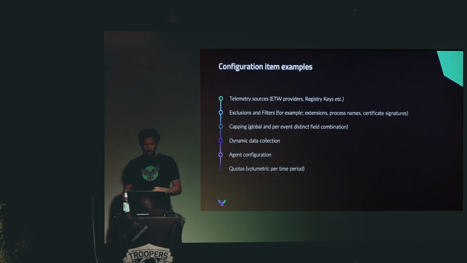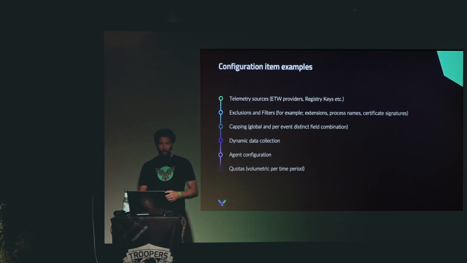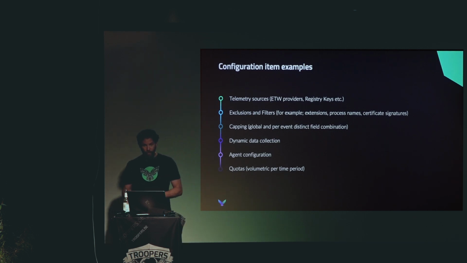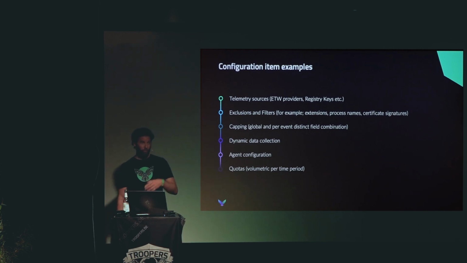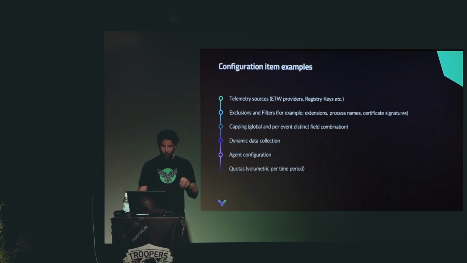But if you want to have an idea what's in there, there's all the ETW providers with all the events it's looking at and which fields it's getting from it, which registry keys it's monitoring, which file paths, of course all the exclusions and filters that it applies. And on top of filters, it also caps, like I mentioned, the first seen events. And then all the scripts that it uses for dynamic data collection. So for instance, which Wi-Fi connections you've connected to, all kinds of file stuff, running services, and so on. And then all kinds of agent configurations.